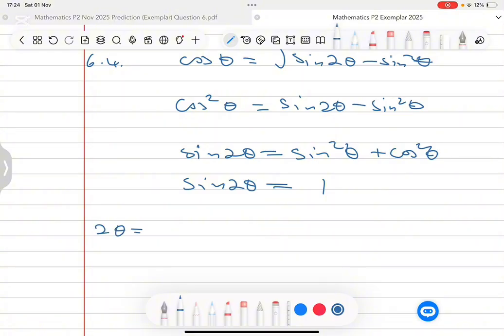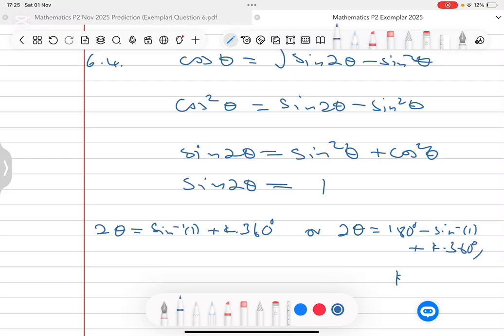Now when it's like this, I can then apply my general solution, where I'm going to say 2 theta is equal to the sine inverse of 1 plus k 360 degrees, or the other general solution that we have for sine, it will be 2 theta is equal to 180 degrees minus the sine inverse of 1 plus k 360 degrees. And we are saying that k here has to be an element of integers.